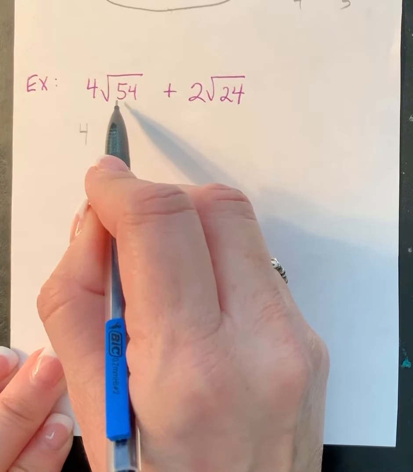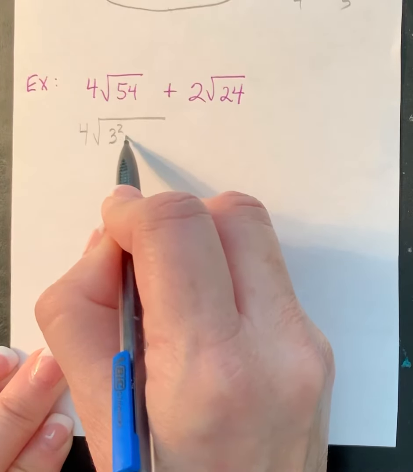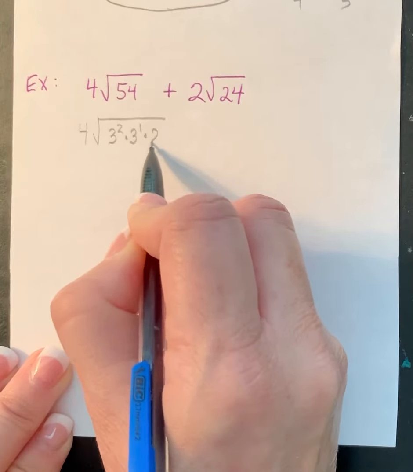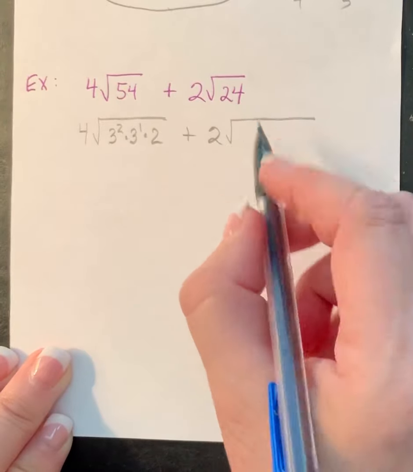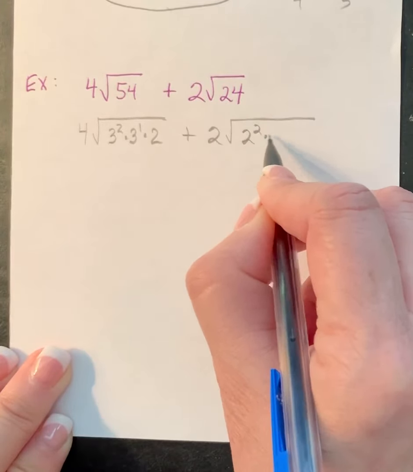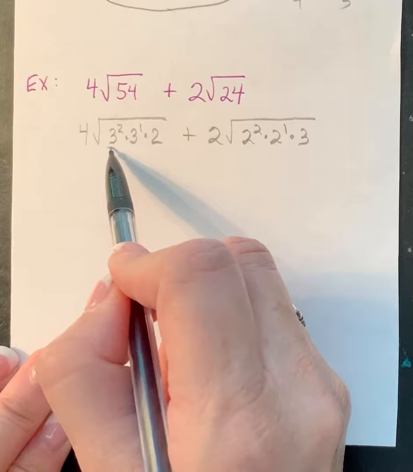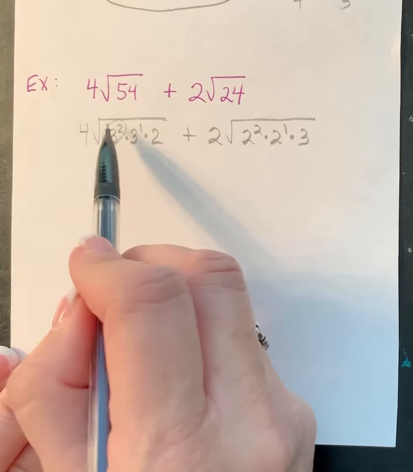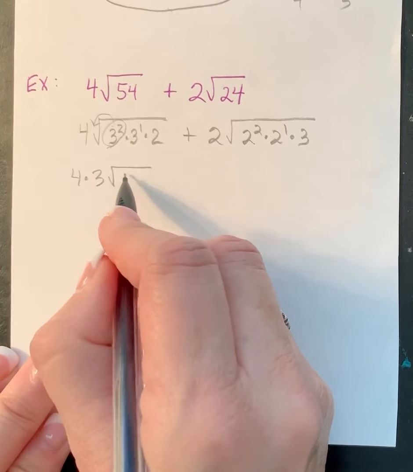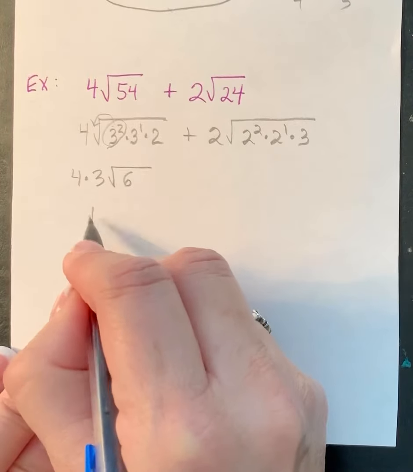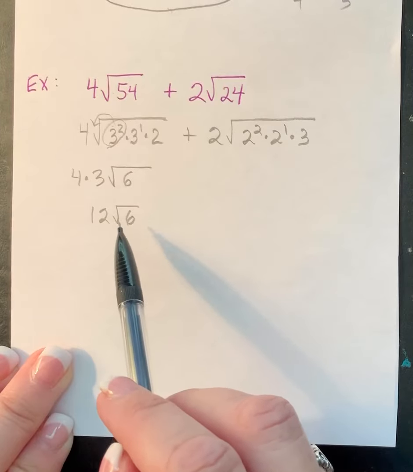So if you do a factor tree for 54, you'll have 3 squared times an extra 3 times 2. And if you do a factor tree for 24 and get the prime factorization, you'll have 2 squared times an extra 2 times 3. So you can see that these square roots have squares under them. There's the square root of 3 squared. So that simplifies. So we really have 4 times 3 on the outside, and then that's times 3 times 2, or 6. So this is really 12 times the square root of 6. That's what 4 square root of 54 is in simplest radical form.